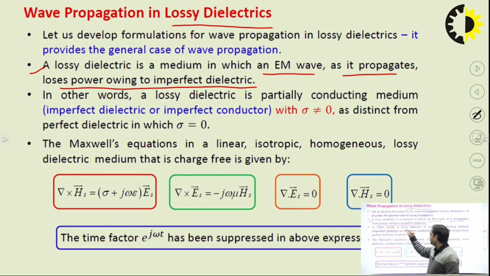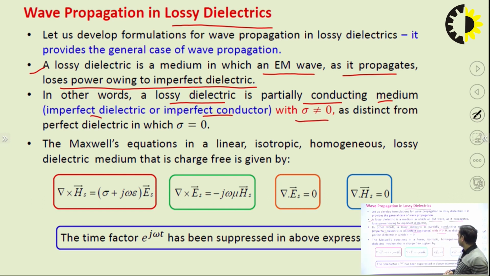So, in other words, the lossy dielectric is a partially conducting medium, an imperfect dielectric or imperfect conductor, with sigma not equal to 0 in that case. Okay. So, distinct from the perfect dielectric in which sigma is 0, in the lossy dielectric case sigma is not 0. So, the Maxwell equation which we are going to use for the lossy case is del cross Hs is equal to sigma plus j omega epsilon into Es.